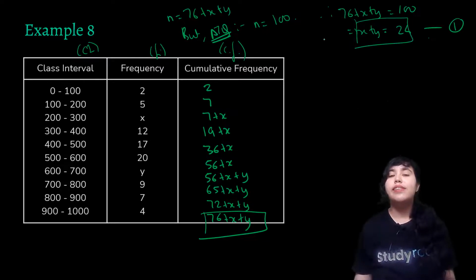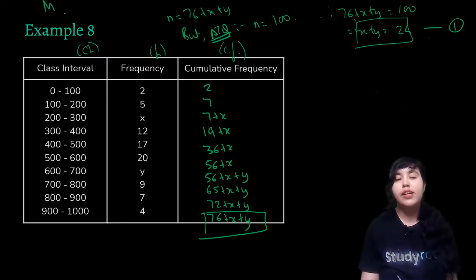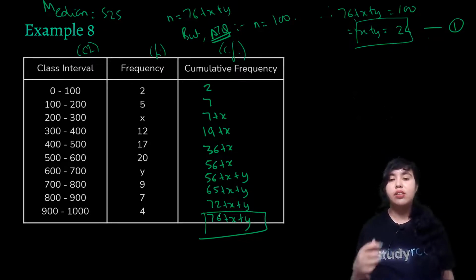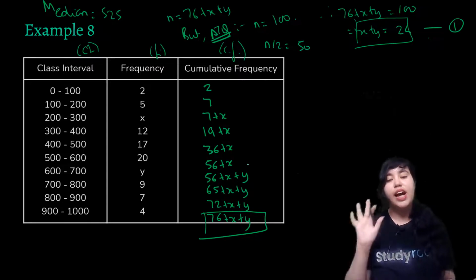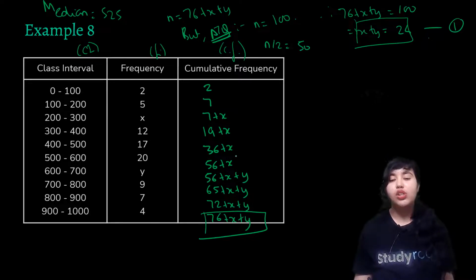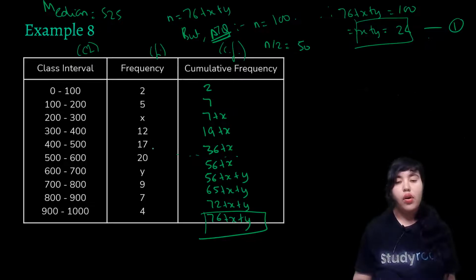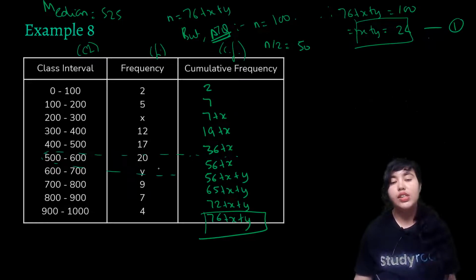But we were also given one more thing, which was the median. The median was given to us as 525. Now how can we find the median using this? So if we know N, we can find out N by 2. So 100 by 2 will be 50. So where will we have the cumulative frequency 50? Again, there should be no confusion. It will lie over here in 56 plus x. So your corresponding class is 500 to 600.